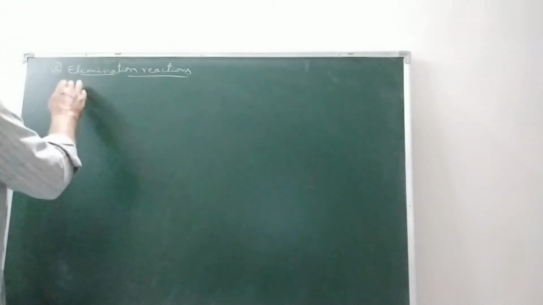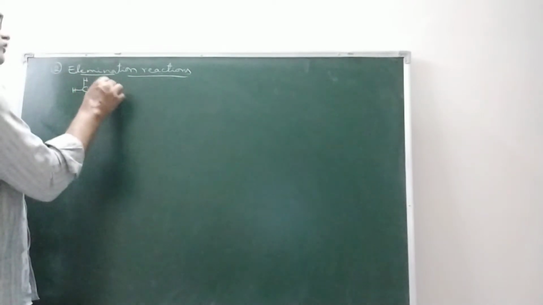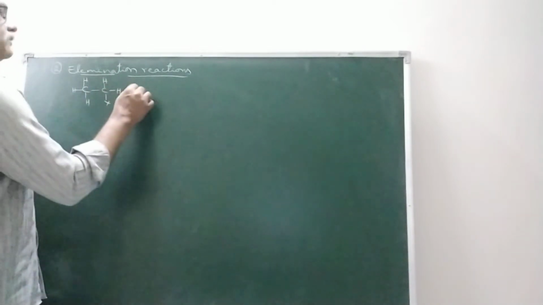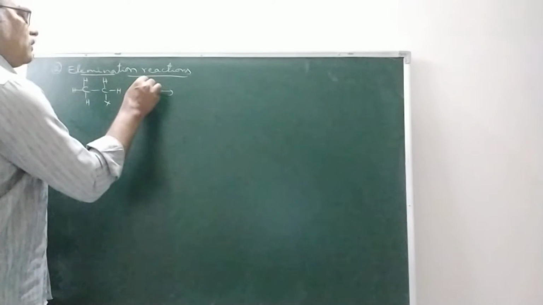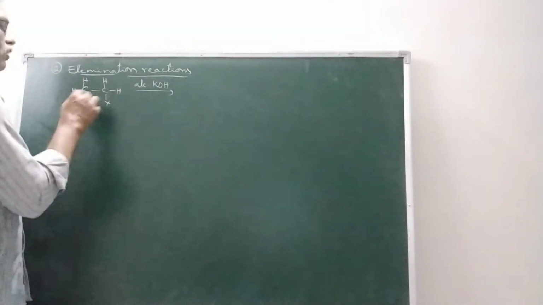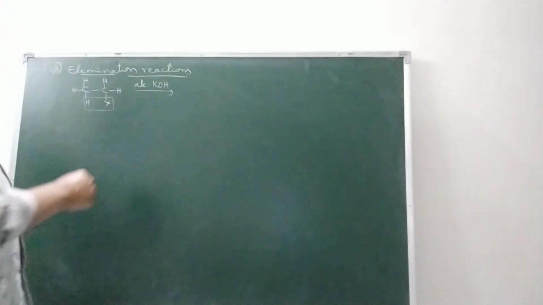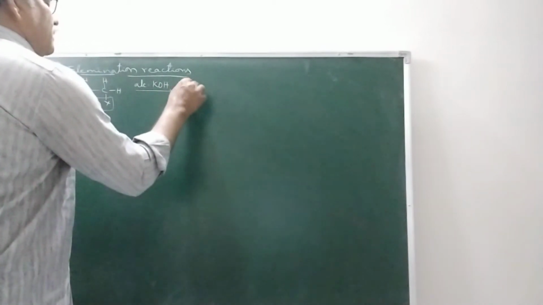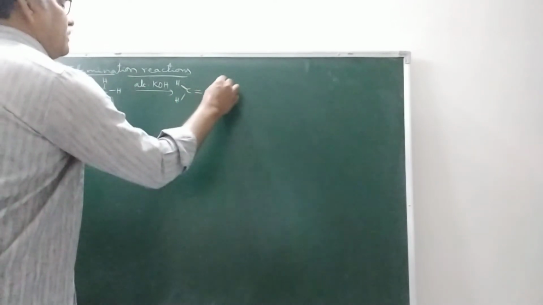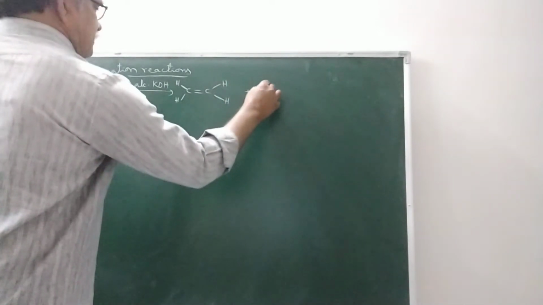So here if we take CH3CH2Cl or CH3CH2X in presence of alcoholic KOH, then the C-X bond and the beta C-H bond are broken, and if these two bonds are broken, then a double bond is formed between the two carbon atoms, plus HX.